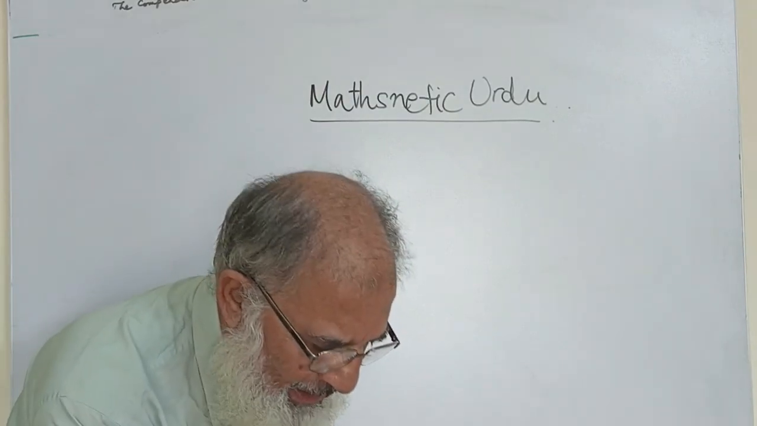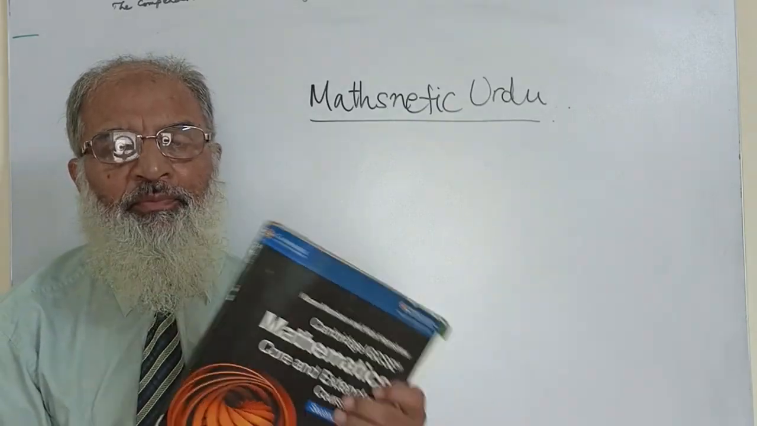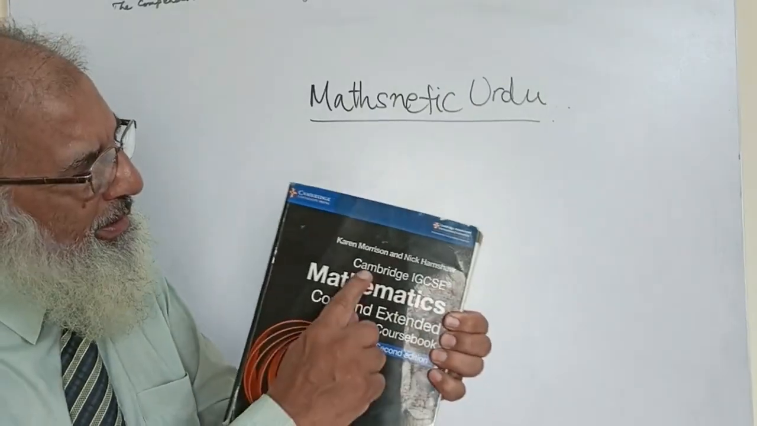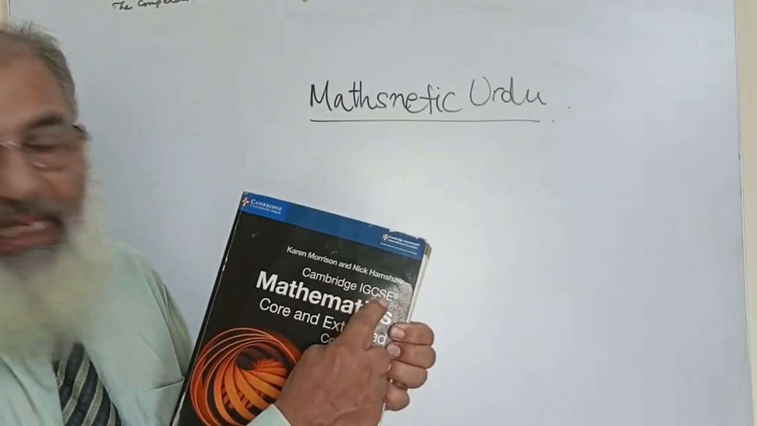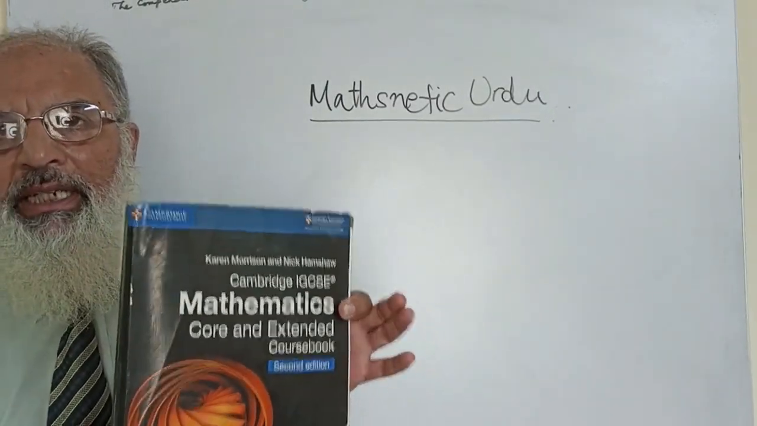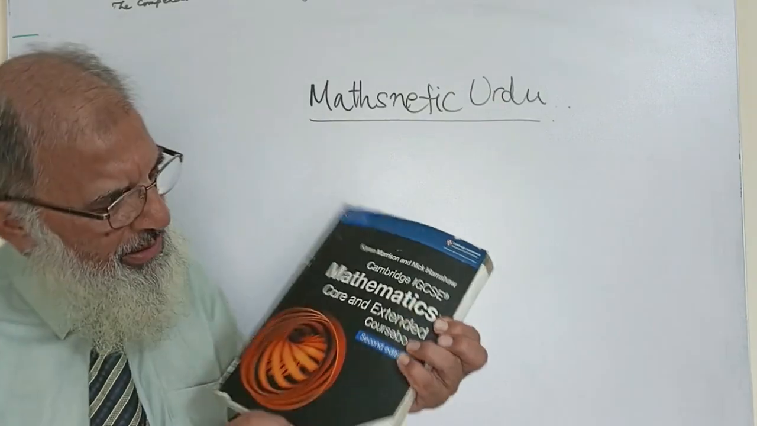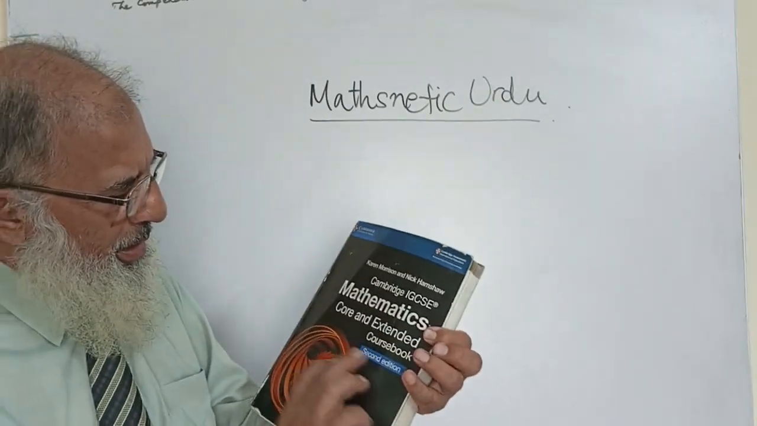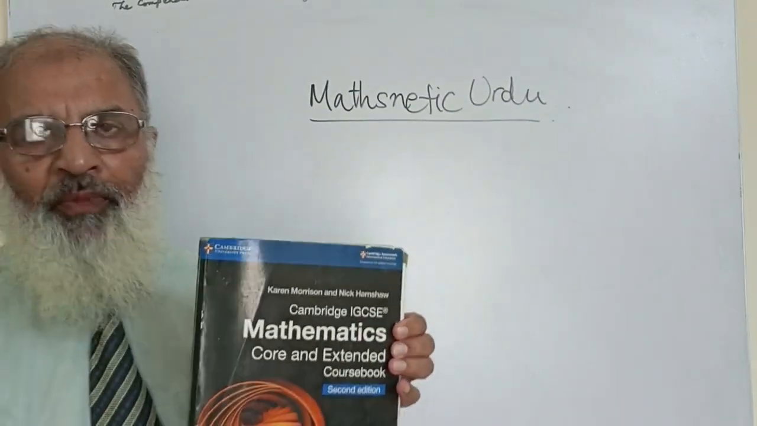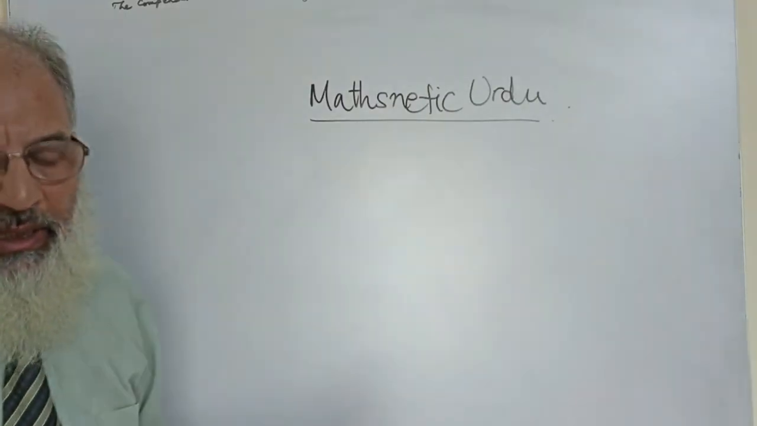And one of my students has also asked what kind of course it is. So my dear student, this is the course. You can check that it is written Cambridge IGCSE. It is the Cambridge IGCSE Mathematics course, and it is for the students of IGCSE and O levels, and it is written by Karen Morrison and Nick Hamshaw. So this is the course, as you can see, and this is for Cambridge students.